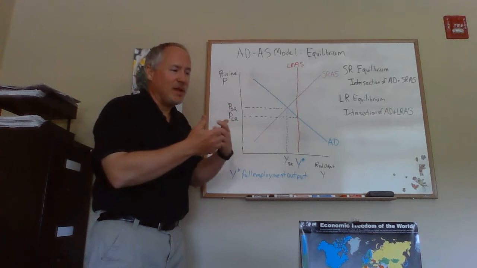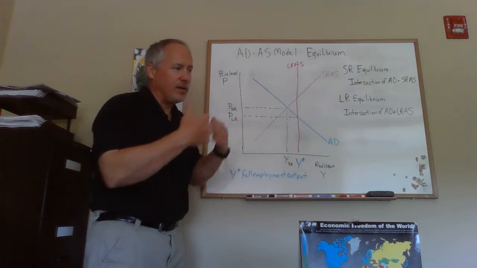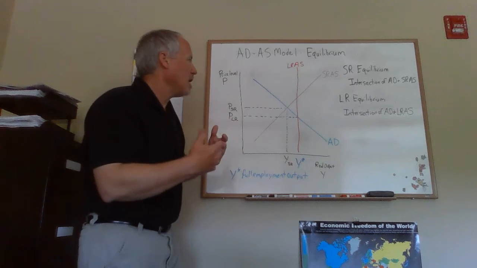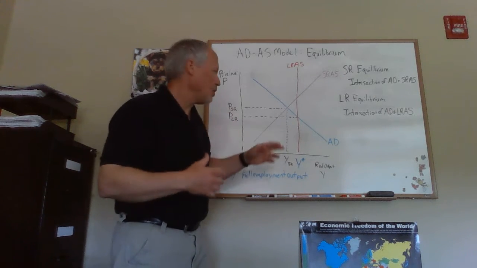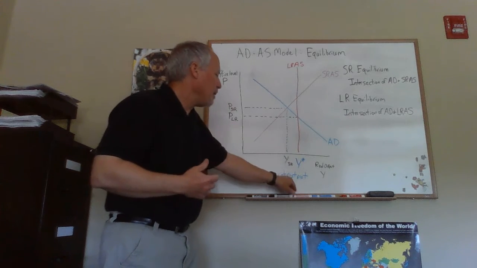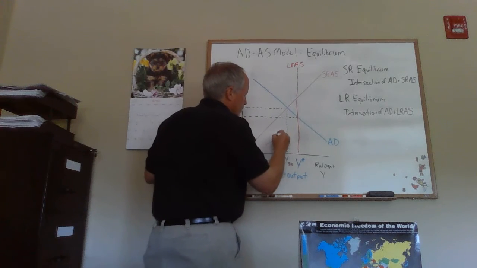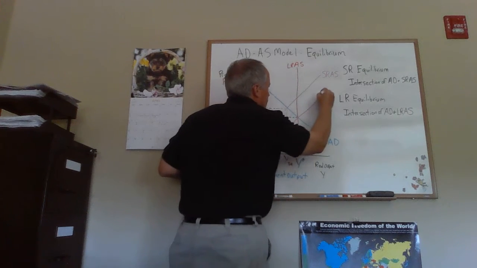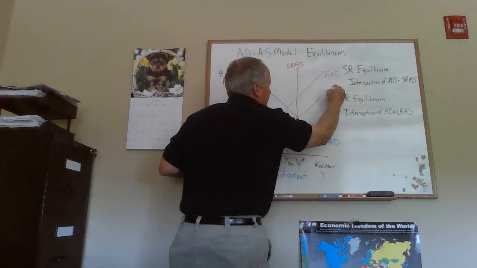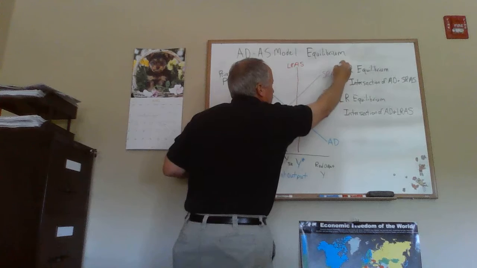So when menu costs allow those prices to be adjusted downward, or when the input prices can be adjusted downward as we go from the short run to the long run, those prices will get adjusted downward. And in effect, what would happen is that this short-run supply curve would shift. We'll call that 2.